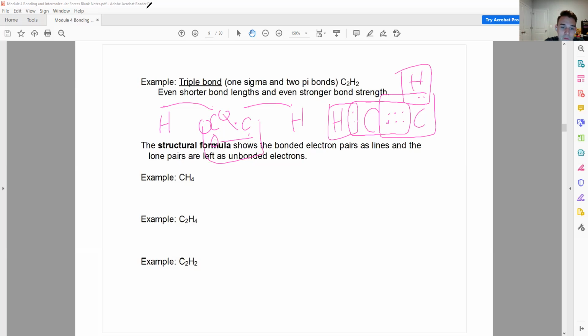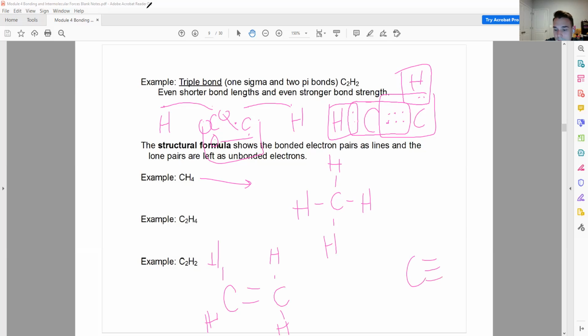Dots are great, but we can also show pairs of electrons as lines. So if I was CH4, I would just be like this. C2H2 for a double bond would have 2 lines, and then a triple bond would have 3 lines. And so you can really do it either way. If there were lone pairs, you still have to draw the lone pairs out as dots. But I'm going to be using lines when I do this because it is faster.